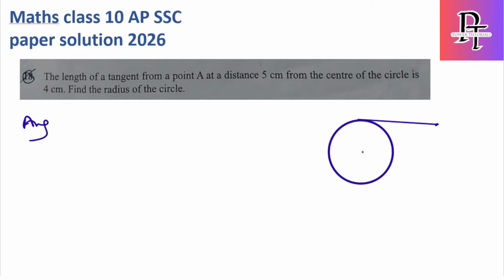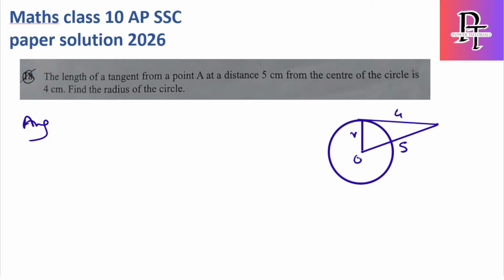Okay, we have a center. From the center we will have the connection to this point. What is the property? A tangent is always perpendicular to the radius. Okay, now let's see what their condition is. The distance is 5 centimeters from the center. So this is 5 and this is 4. They are asking for the radius, so simply use the Pythagoras theorem.